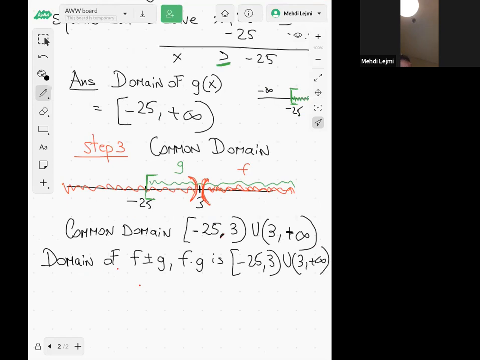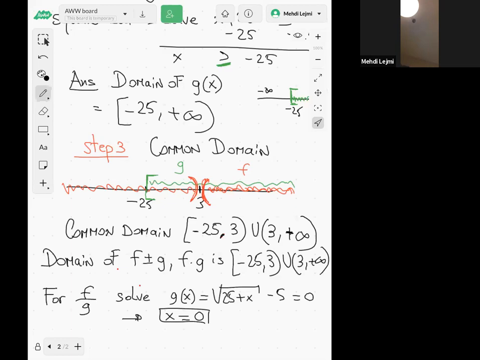Last, just one word about f over g. For f over g, we have to solve where g of x is 0. So g of x, which is the square root of 25 plus x minus 5, equal to 0. If you solve this, you're going to get x equal to 0, right? So we have to exclude this from the common domain, and that will be the domain of f over g.